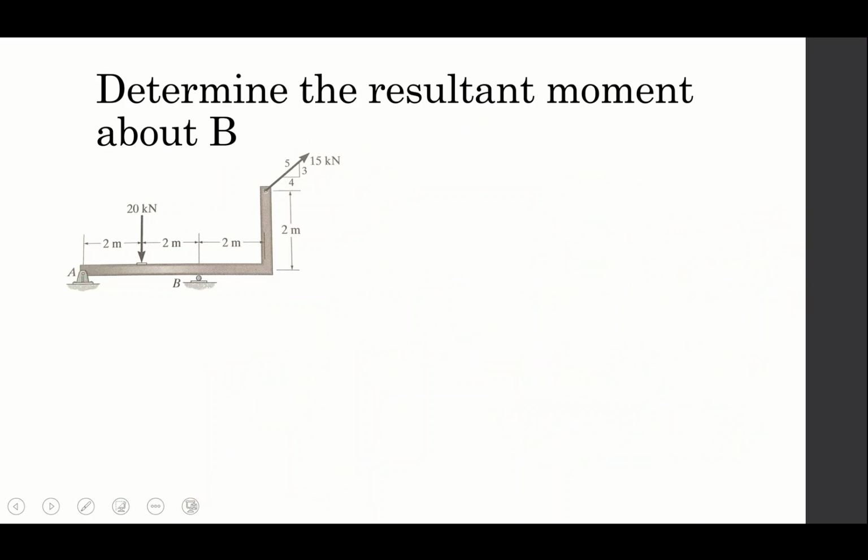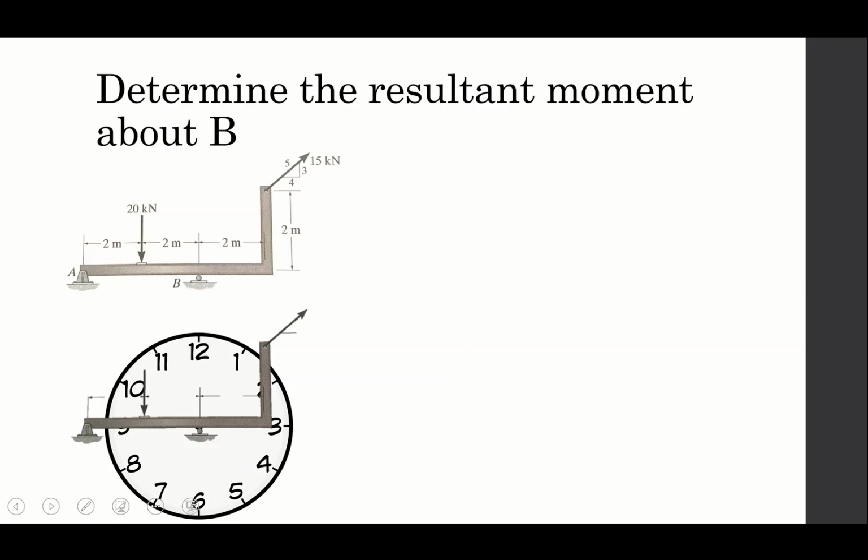So let's do the same problem, but now taking the resultant moment about B. So about the roller, how does this change things? Okay, so now our origin is going to be set up about B. We are going to have the same force, right? This force does not change. We had 9 kilonewtons here, and 12 kilonewtons here, and then 20 kilonewtons here.